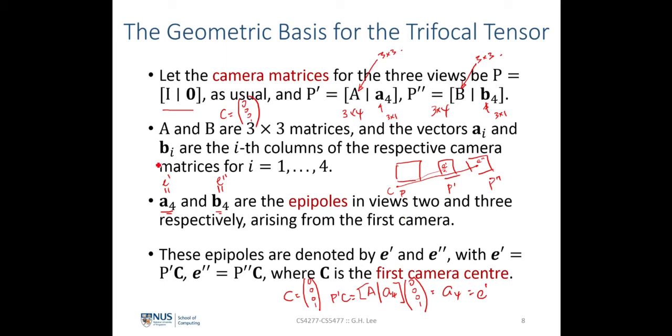Similarly, we can also show that this happens in the third view, where we take the camera projection matrix of B and small b4, and then multiply it by (0, 0, 0, 1). We'll see that this gives rise to b4, which is the epipole in the third view.